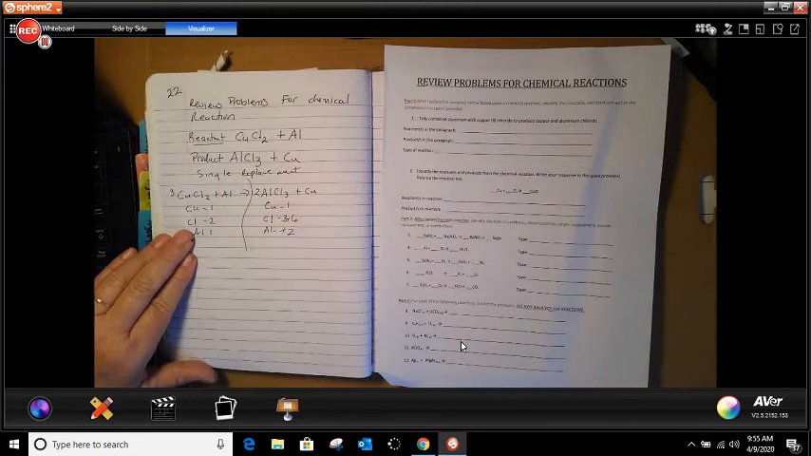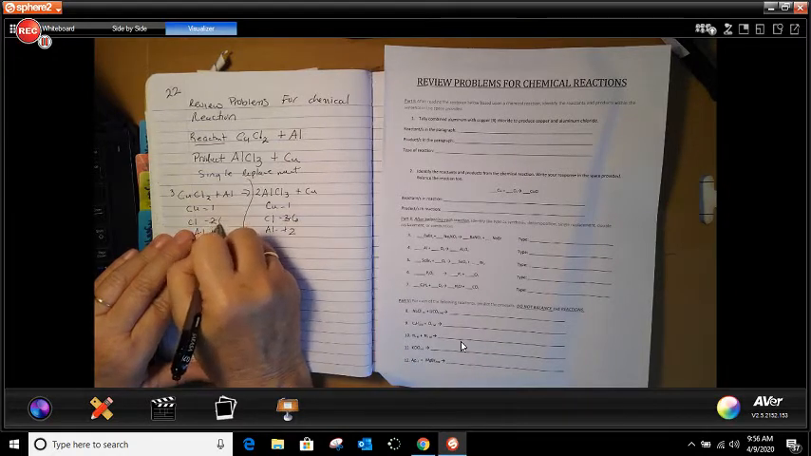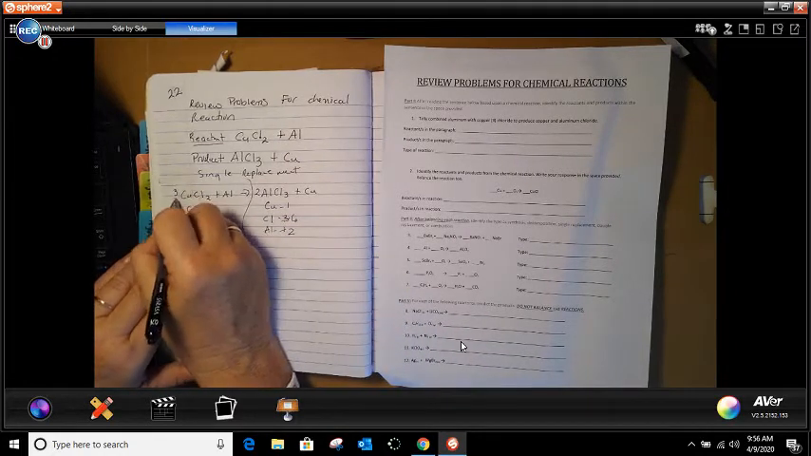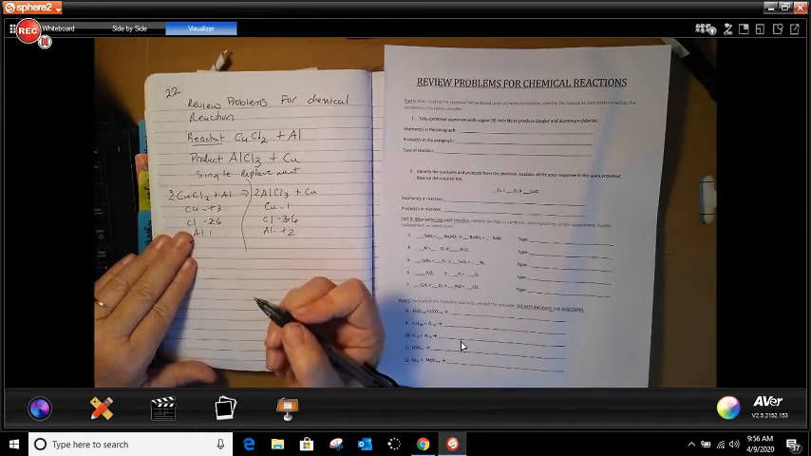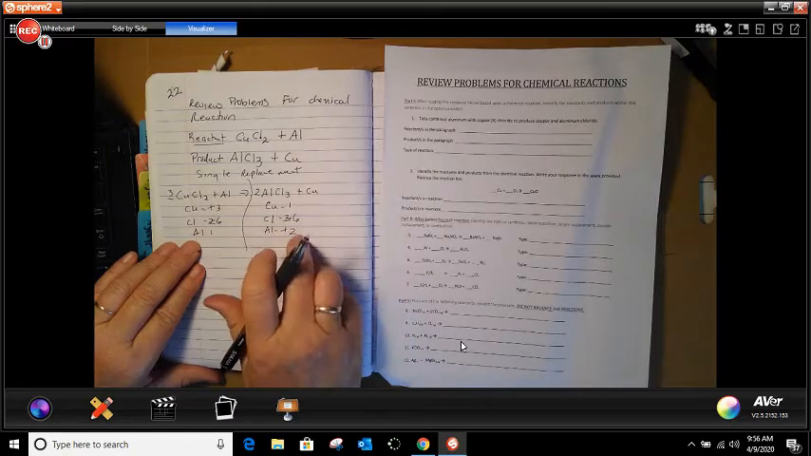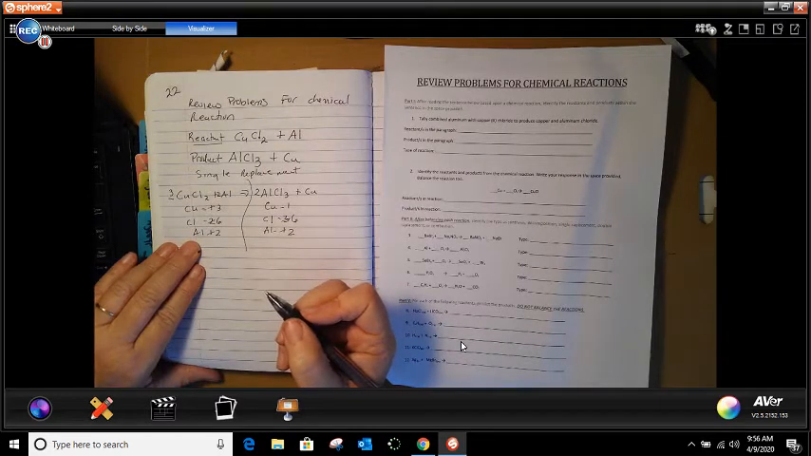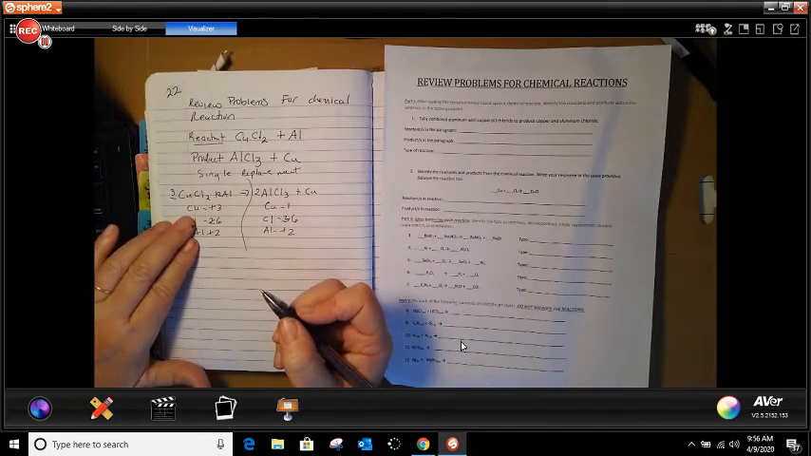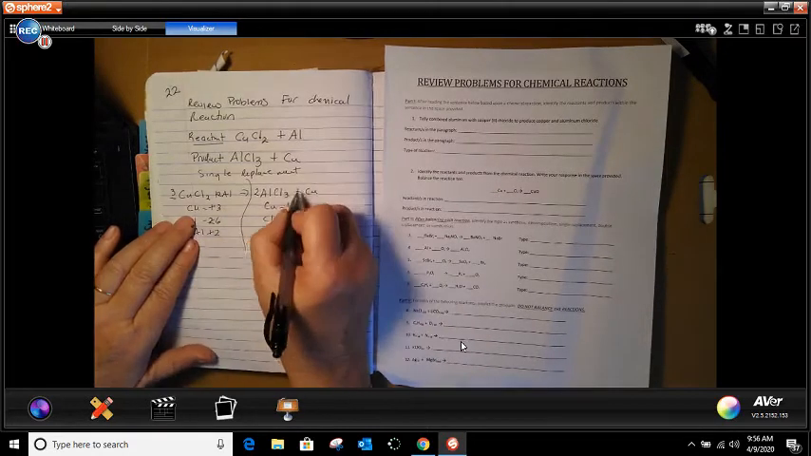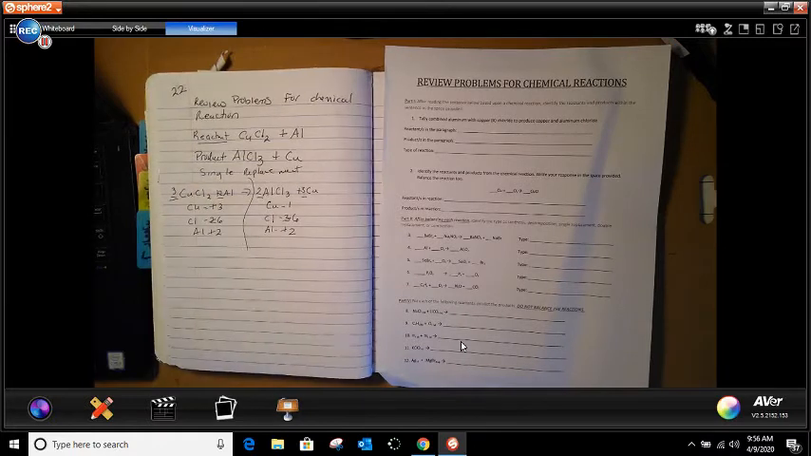That would make this right here 3 times 2 is 6. That would change my Cl, and now my Cu is 3. Okay, and then my Al is 1. Well, I have 2 over here, so if I put a 2 in front of here, that changes that to a 2. But then I have a problem with my Cu, because my Cu is 3 over here, so I need to put a 3 here. After I got that done, that is the balancing for that. So that's question number 1.